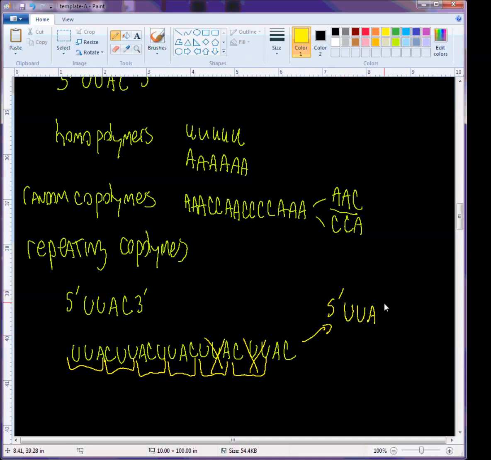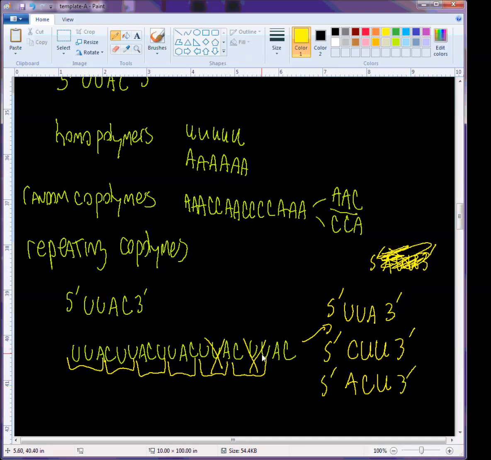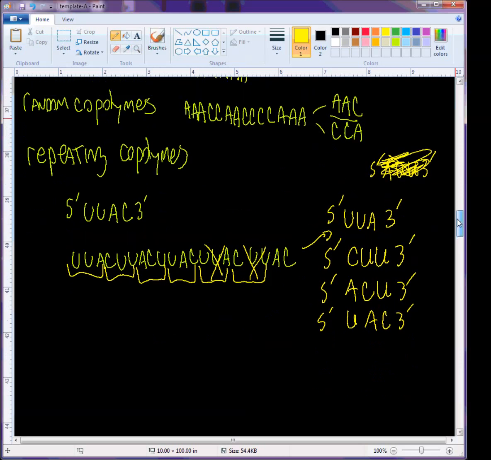Remember, codons have a 5' end and a 3' end, so UUA here is different from AUU. The 5' and 3' ends matter. So we have UUA, we have CUU, we have ACU, and UAC. So there should only be 4 possible codons within this long chain of RNA.